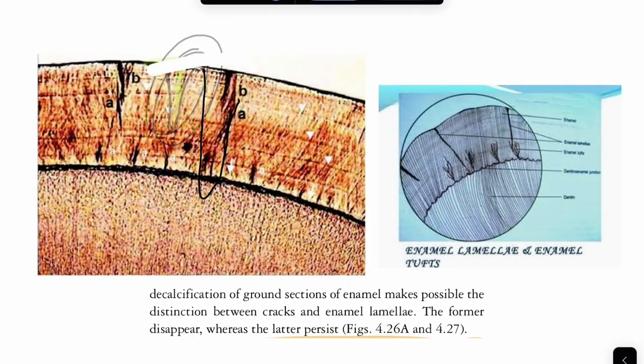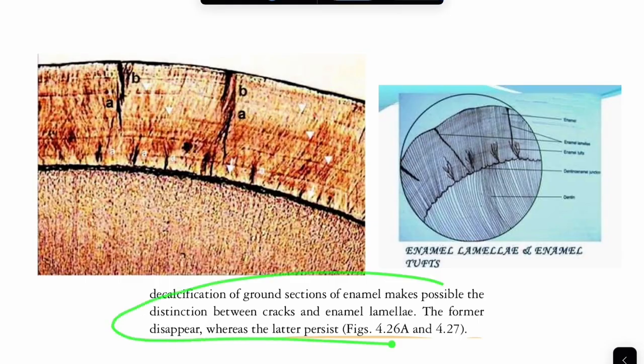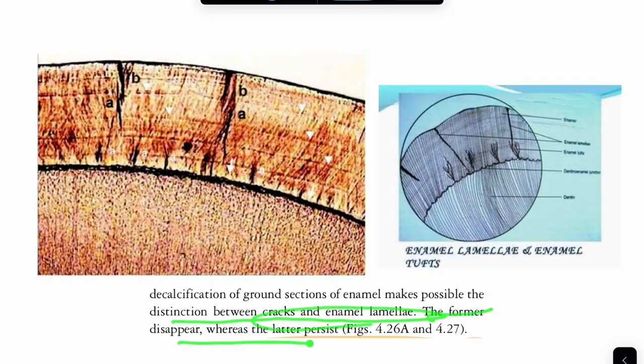So this is enamel lamellae, and they appear leaf-like and very similar to cracks. Also there was this point mentioned in Orban's: decalcification of ground section of enamel makes possible the distinction between cracks and enamel lamellae. The former disappears while the latter persists. So, as I told you, enamel lamellae and cracks look very similar. So how do we distinguish? Let's just say this is a crack and this is a lamellae.